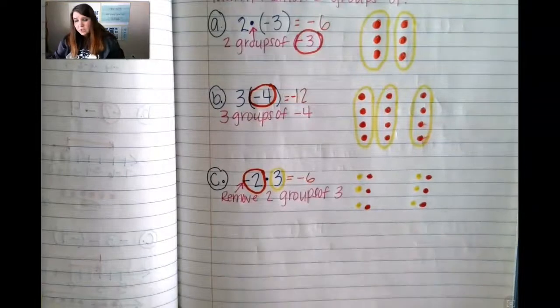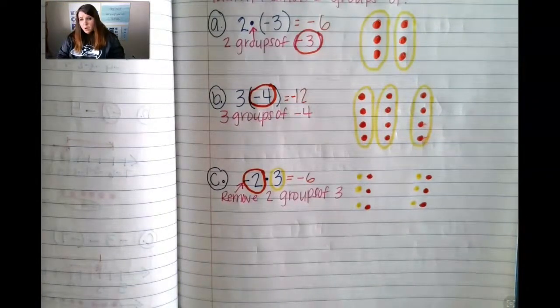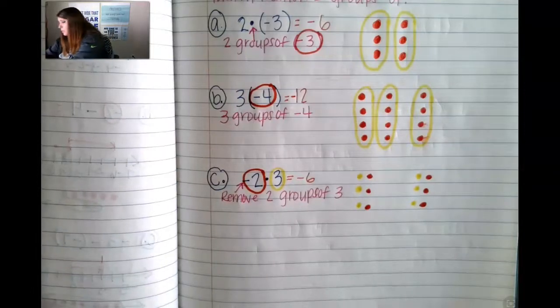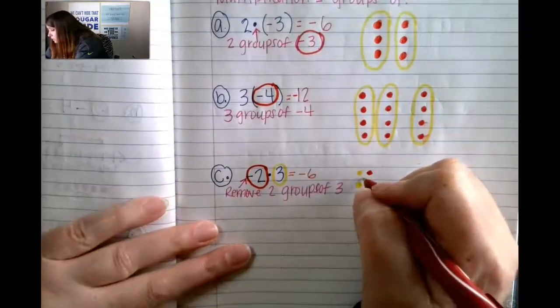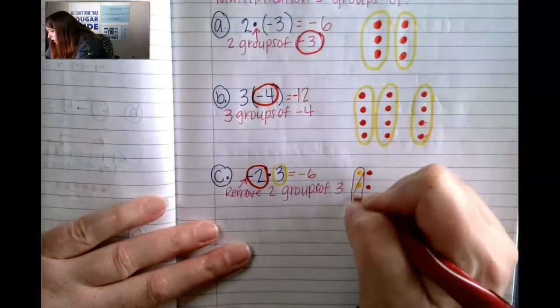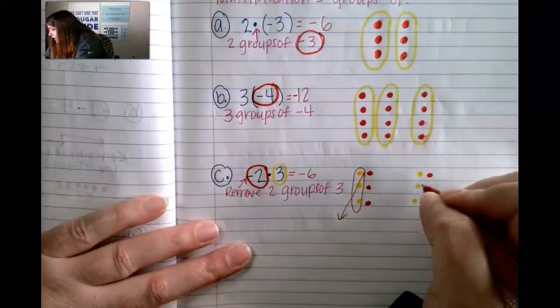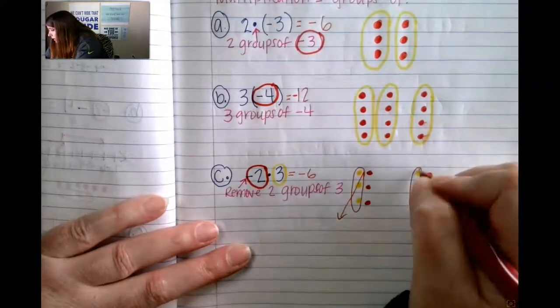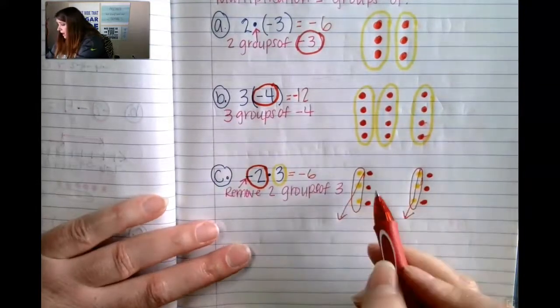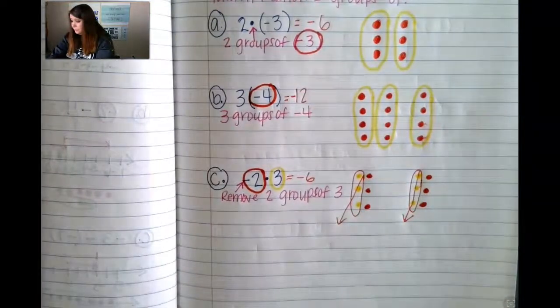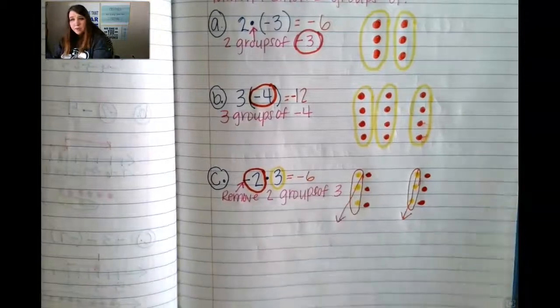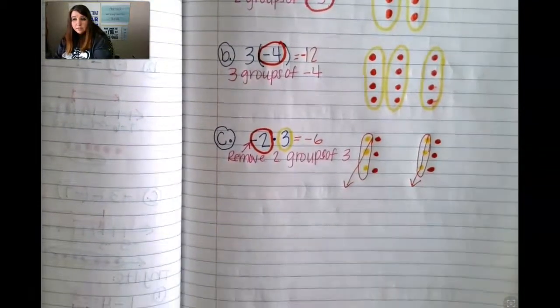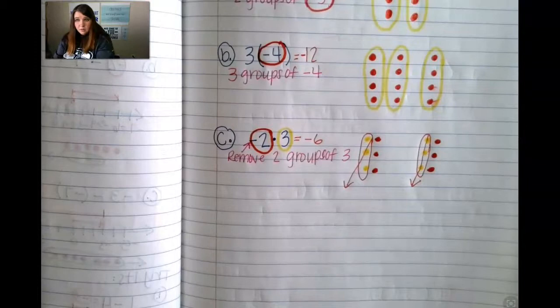These are on here so that I can remove what I don't need. So I need to remove 3s. So I'm going to remove this group of 3, gone, and this group of 3, gone. And I'm left with this group of 3 and that group of 3 right there for a total of 6. Okay.